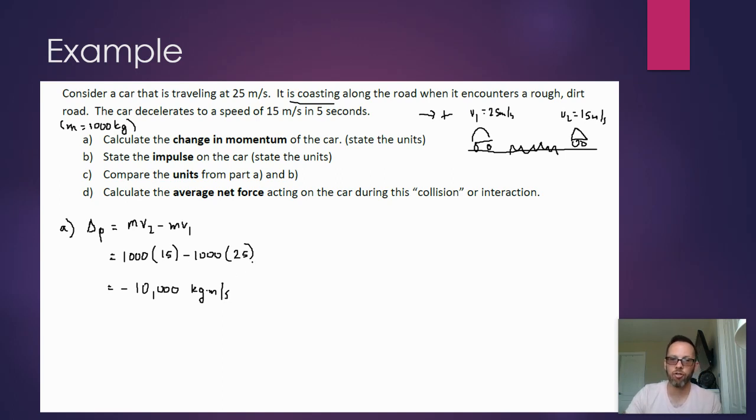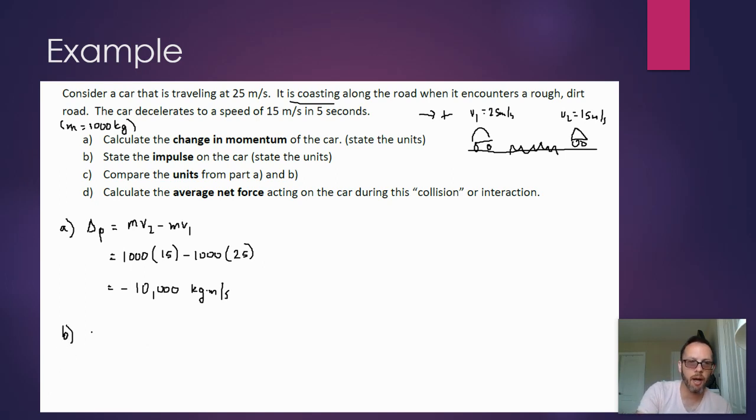So we had initially 25,000 kilogram meters per second of momentum. At the end, we only had 15,000, which means we've lost 10,000 kilogram meters per second of momentum. In terms of vectors, v2 and v1, the velocities, would be to the right, and the change of momentum would be to the left. But working in 1D, it makes sense to use positives and negatives to account for direction. So let's do B.